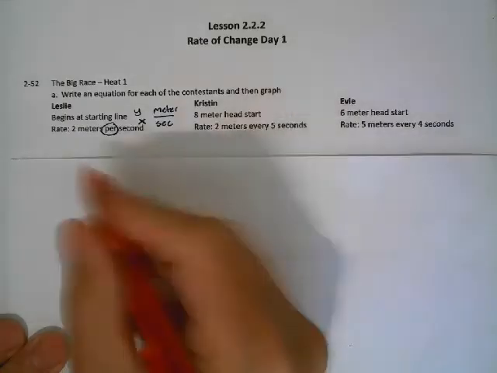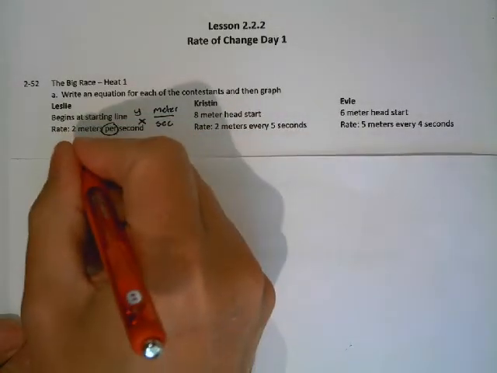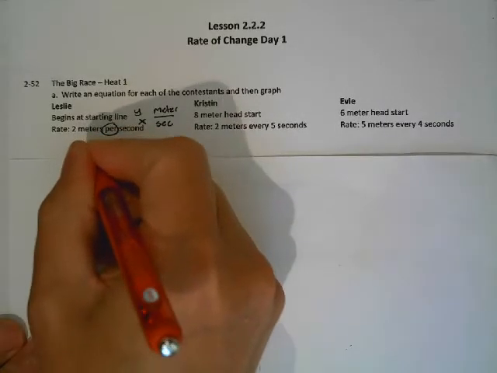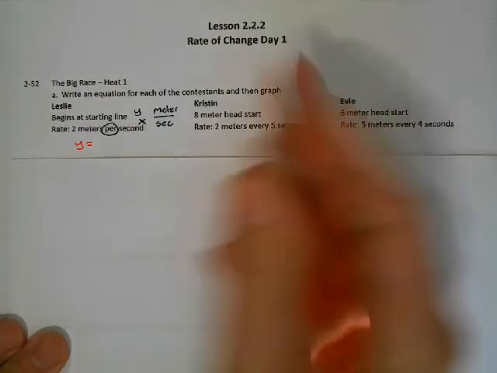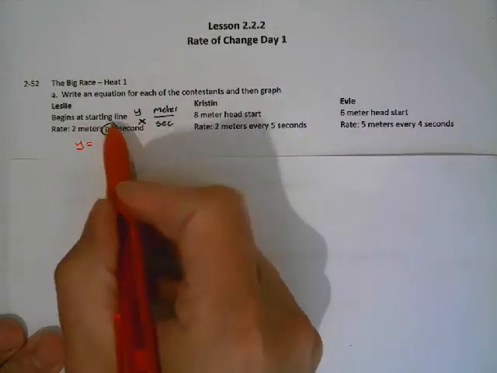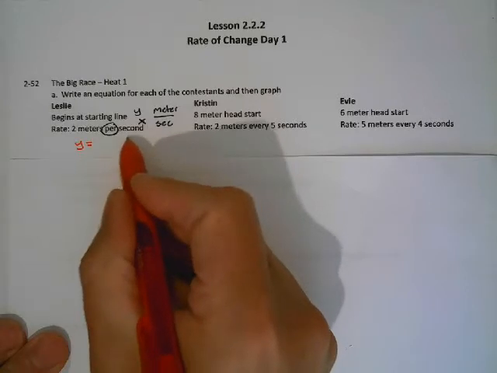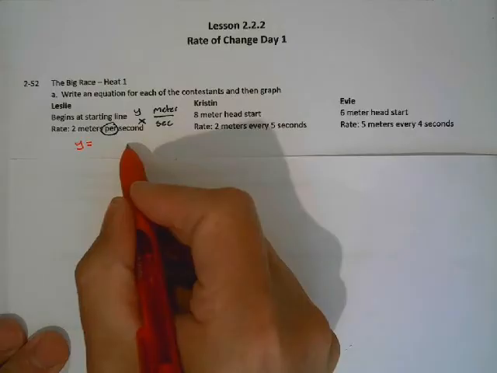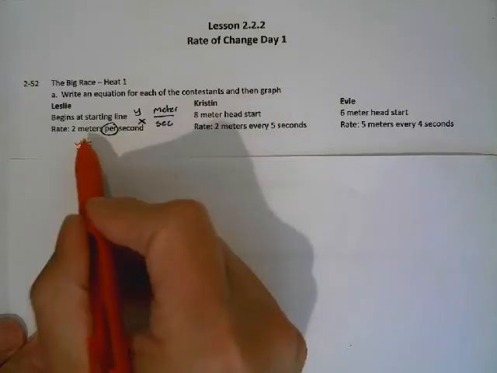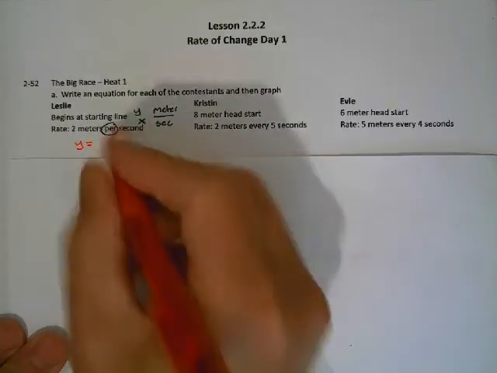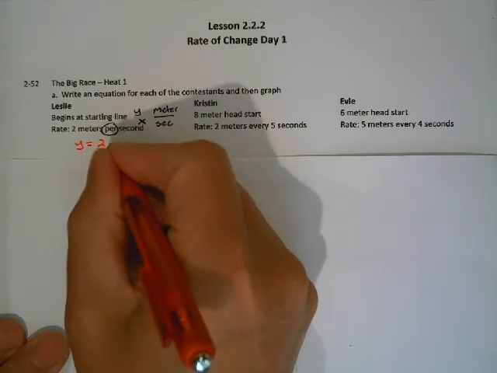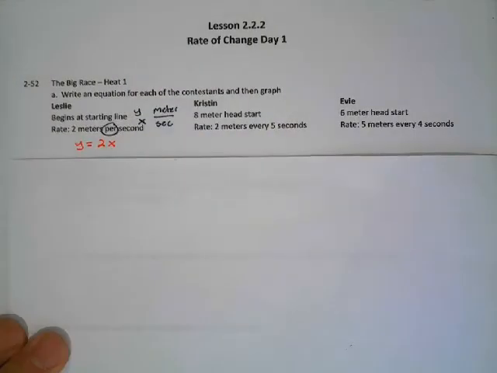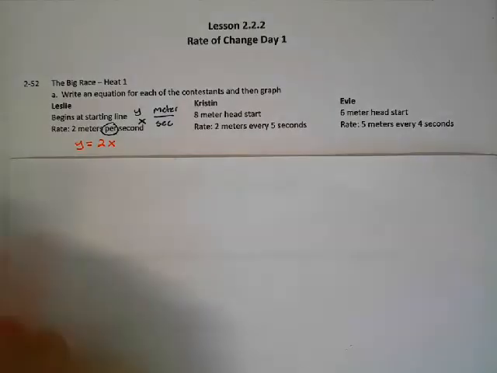Leslie, we want to know her total meters, so it's going to be y equals, so meters equals, and then she's going to start at the starting line, so our intercept over here is going to be 0, because she's going to start at 0 for her meters. She's going to be at 0 meters when the race starts. And then she's going to be 2 meters for every second. So that's 2 meters times the number of seconds. And that's going to be her equation, y equals 2x.